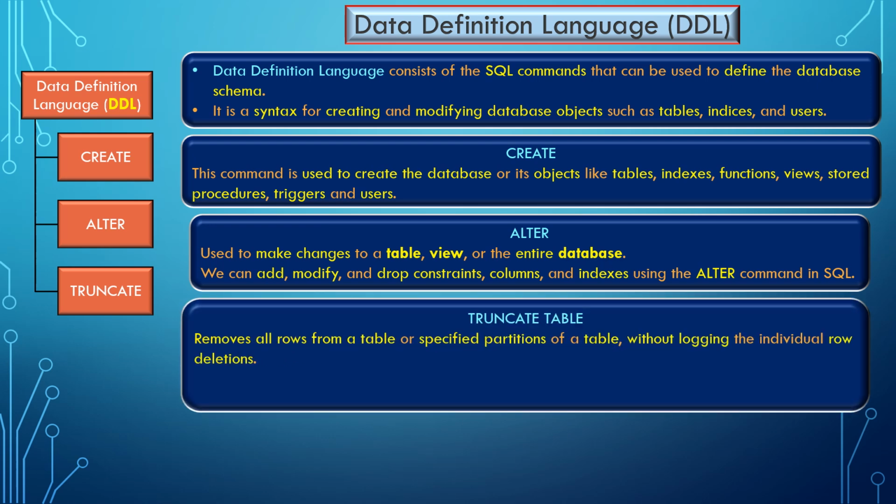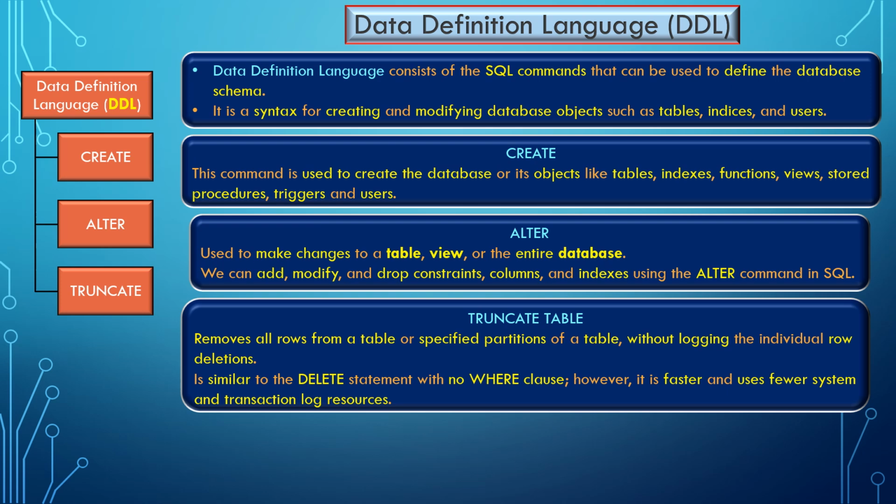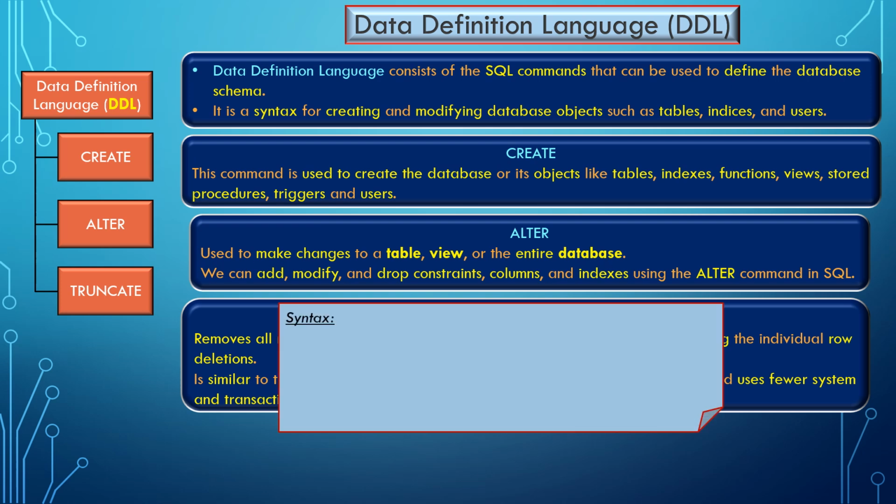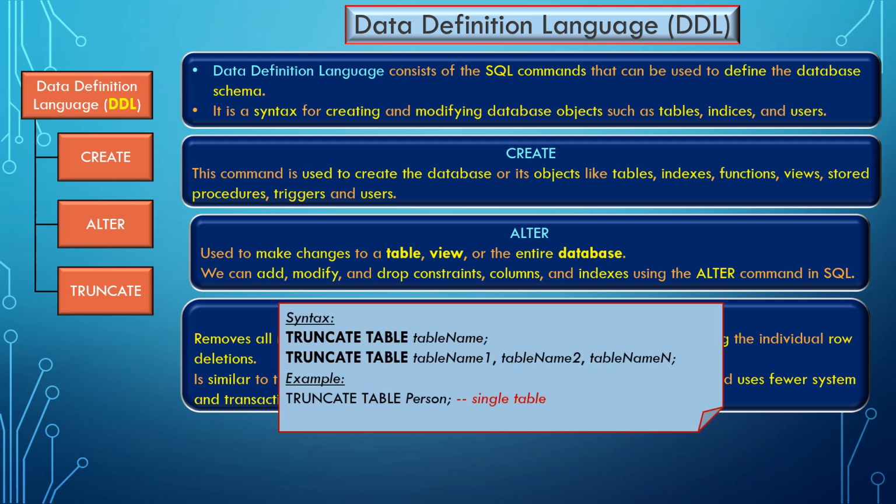Truncate table removes all rows from a table or specified partitions of a table without logging the individual row deletions. It is similar to the delete statement with no where clause. However, it is faster and uses fewer system and transaction log resources. Here are some examples of truncating a single table and multiple tables.